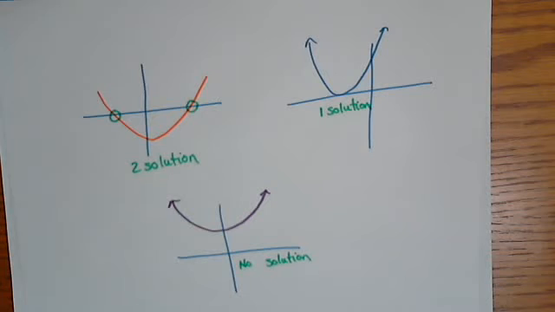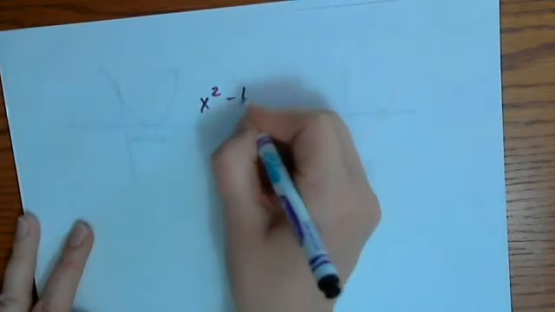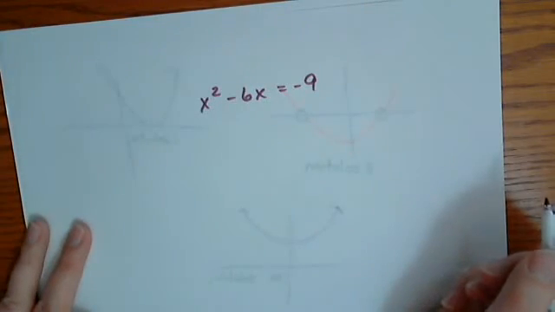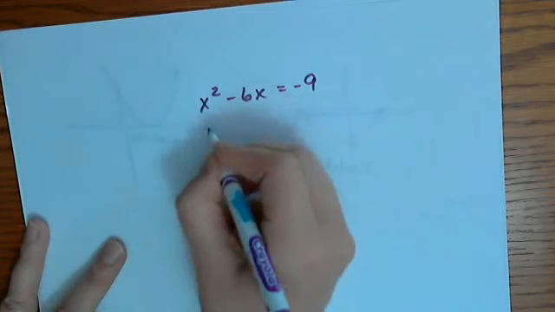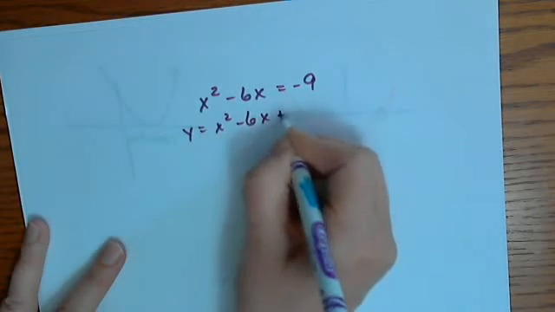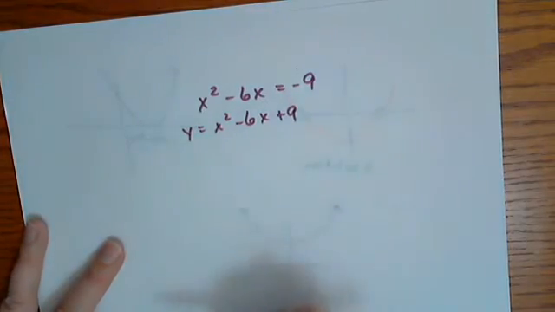So let us look at example 2, where we're going to get a double root. Example 2 is a problem that says x squared minus 6x equals negative 9. When we're graphing this, we're going to bring that negative 9 over, and replace the 0 with a y. So it's going to be y equals x squared minus 6x plus 9. All I did was bring this negative 9 to the other side of the equal sign.